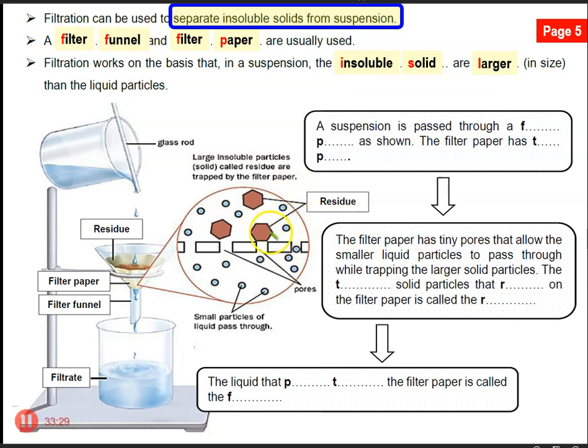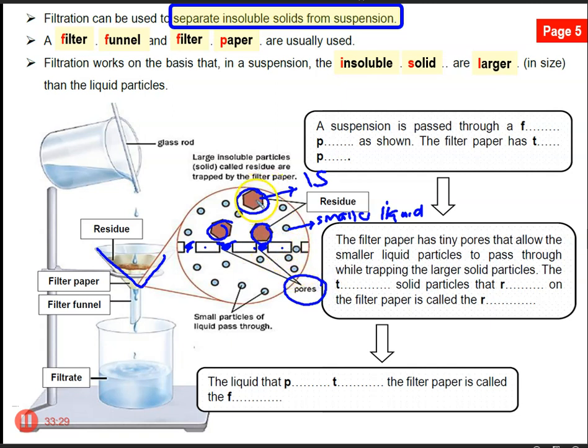If you look at this over here, Miss Lee will point to you. You can see that these are the larger particles, right? What are these particles known as? These are your insoluble solids. Now, these small little blue dots are basically your smaller liquid particles. If you look carefully here, you can see that this is your filter funnel. This is a magnified diagram, that means I enlarged this diagram for you. This is your filter paper. You notice that your filter paper has got tiny little spaces here. These spaces are known as pores.